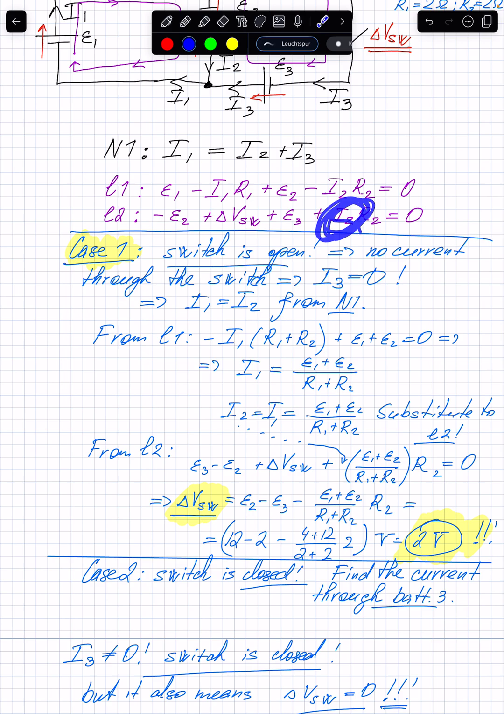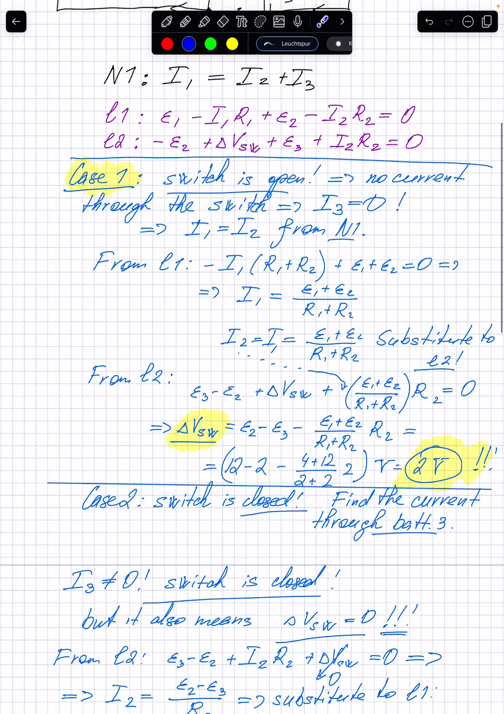I2 we already found. We'll substitute it into this equation to obtain this. We will reshuffle the terms a little bit. We will get epsilon 3 minus epsilon 2 plus delta V switch. This all follows from L2, plus this combination which we found to be I2 times R2 equals 0. We can simplify this in order to find delta V switch, transferring the terms to the right hand side, and we'll obtain this result, to which we can now substitute the numbers.